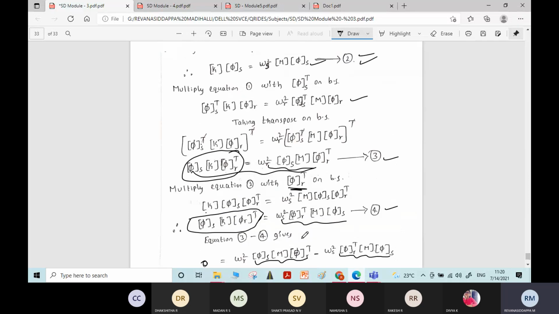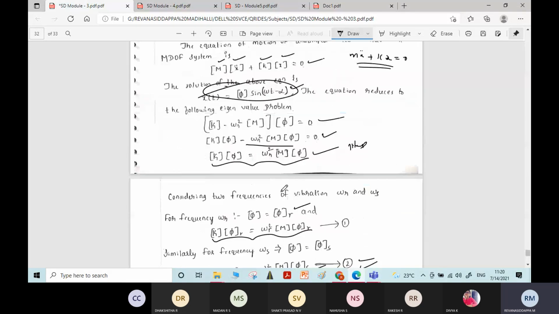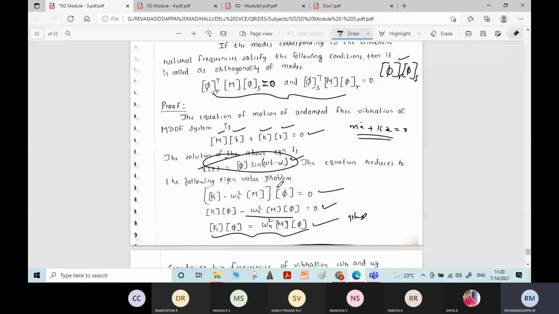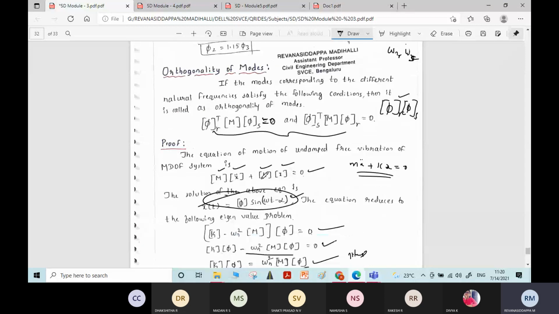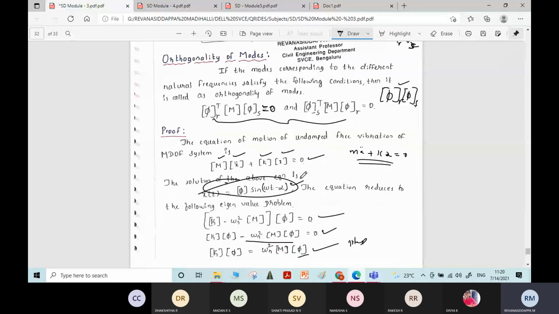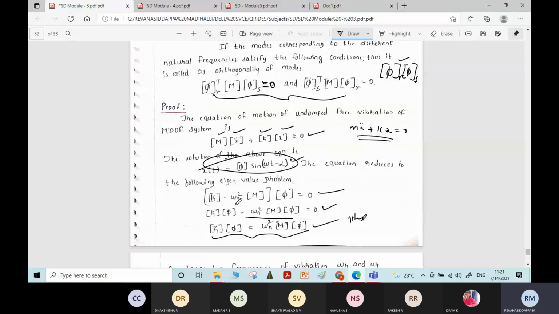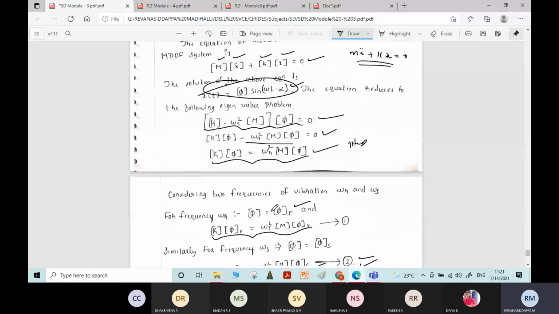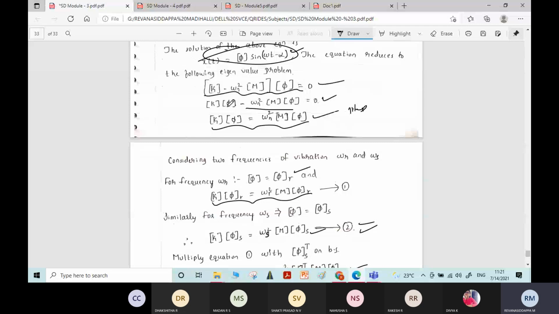Initially, you remember the equation m x double dot plus k x equal to 0. After that, you remember this eigenvalue equation. If you remember this equation, the rest of the thing is just simplification, and the rest of the derivation is all mathematics only. If you remember k minus omega square m into pi and simplify this equation, you will get k pi equal to omega square into m pi.